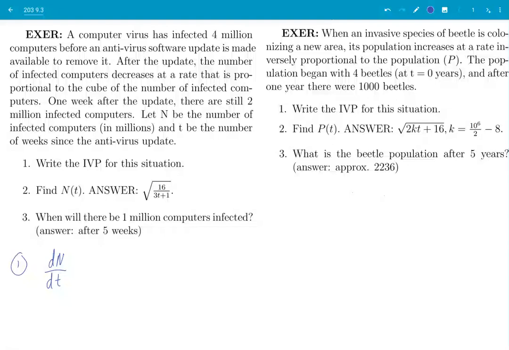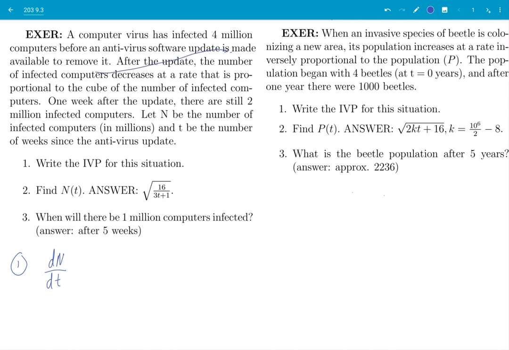Okay, the first one here. So dN/dt, what is that? Well, look in there. Proportional. Where did they say the word proportional? Oh, there it is.